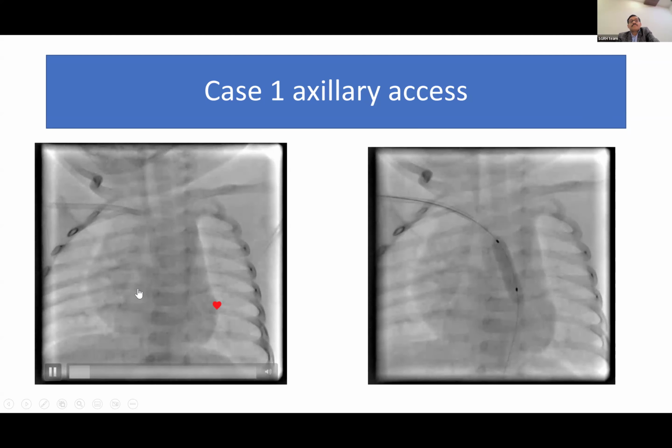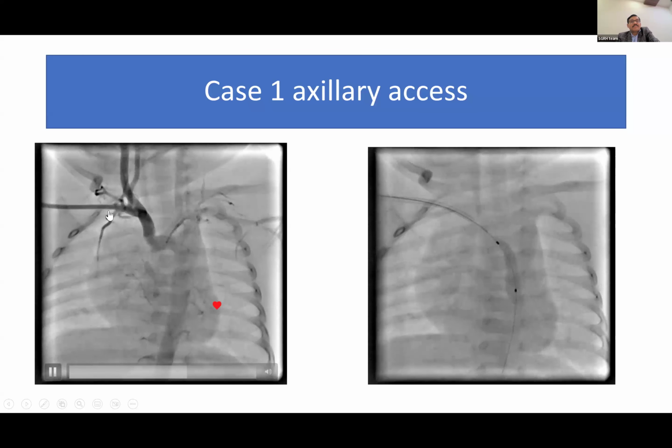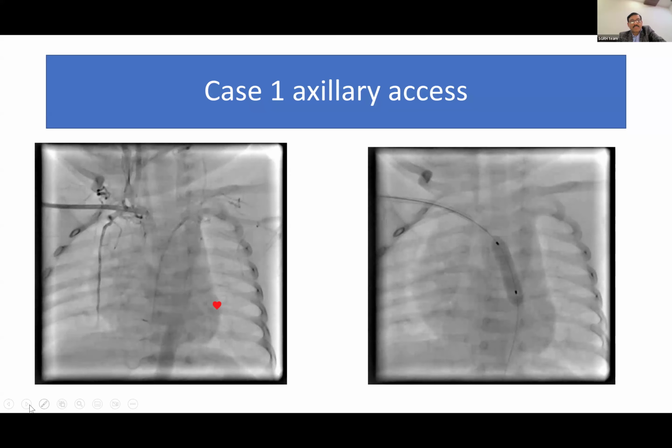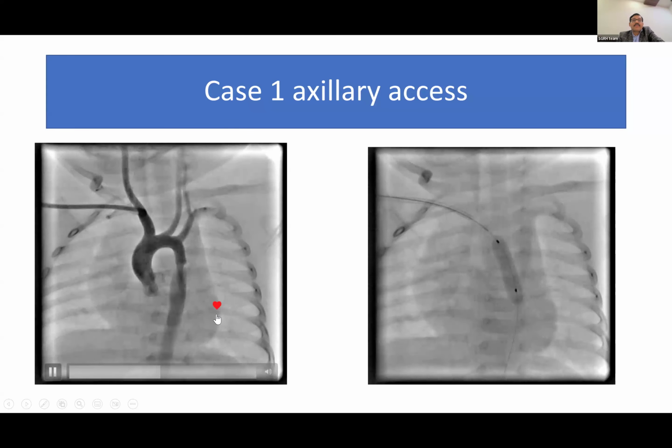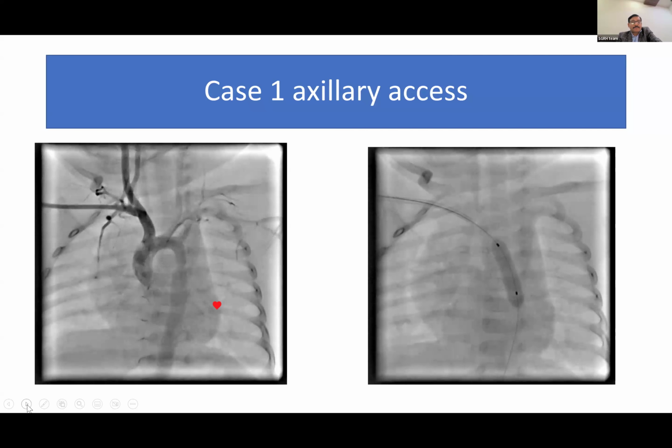The visualization of the arch and coarctation is so easy, and it's just a hand injection through a 4 French sheath, some 3 ml, 4 ml of contrast. So you're very close, you're going antegrade, and the visualization is very good here.